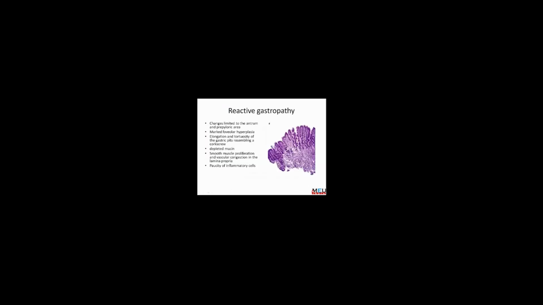Among the other forms of gastritis, there is reactive gastropathy, when the changes are limited to the antrum and prepyloric area, and there is marked foveolar hyperplasia. There is elongation and tortuosity of the gastric pits resembling a corkscrew, and there is depleted mucin. Smooth muscle proliferation and vascular congestion in the lamina propria can be seen, and there is paucity of the inflammatory cells.